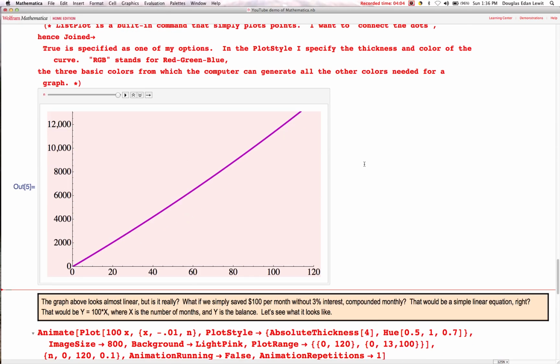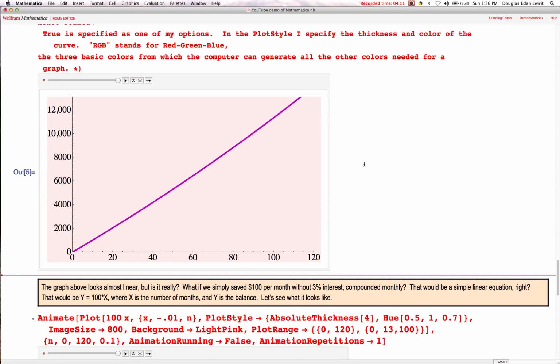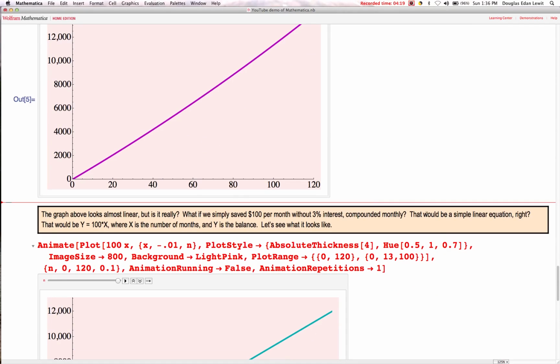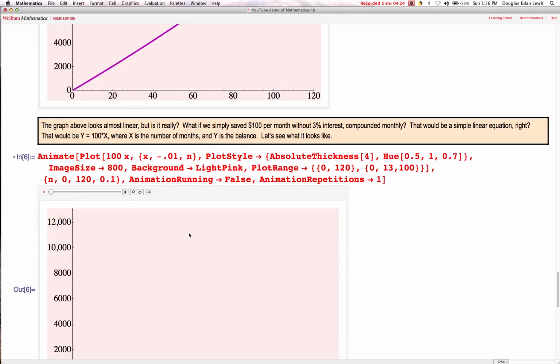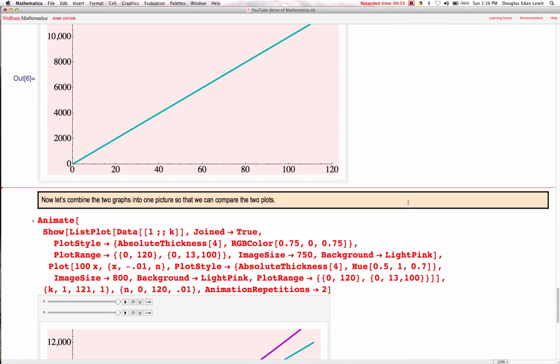What if we simply saved $100 a month without 3% interest, compounded monthly? That would be a simple linear equation, right? That would be y is equal to 100x, where x is the number of months and y is the balance. So let's see what that looks like. Okay, that's the straight line. And then let's see what they look like together.